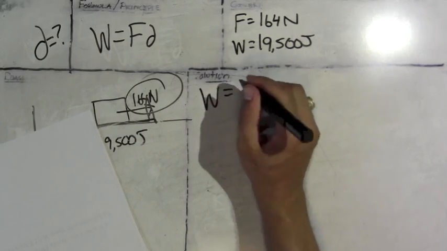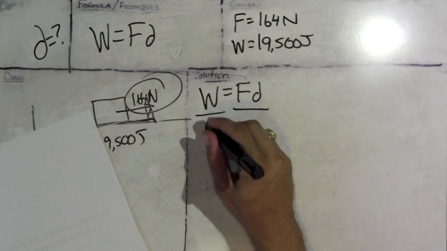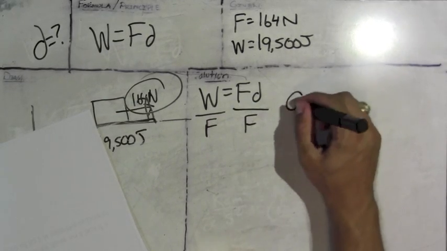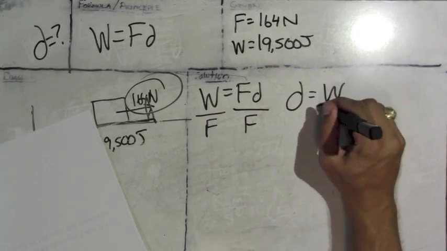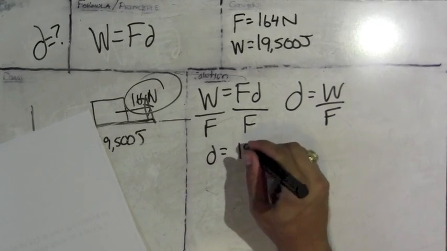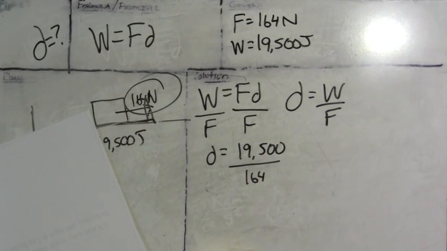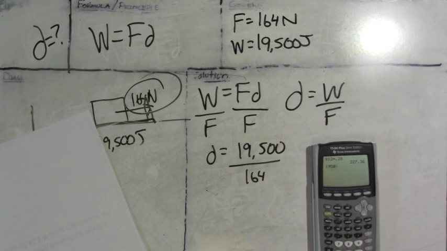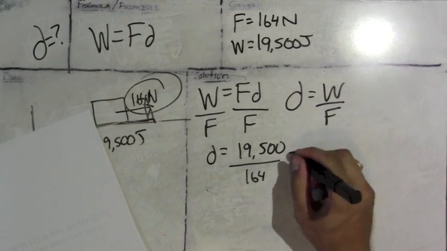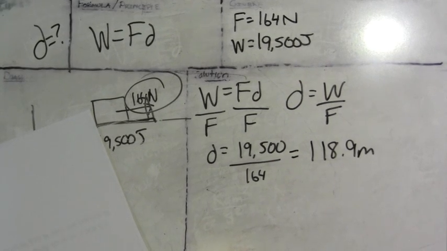We can say W equals FD, or rearrange, divide both sides by F, and you get D is equal to W over F. Or in our case, we would have distance is equal to 19,500 divided by 164. When you do that division out, you get 118.9 meters. Now we want to make sure what we did is algebraically correct.